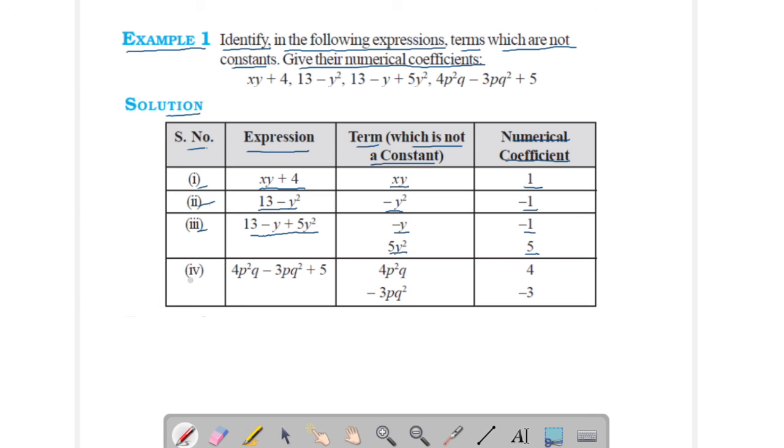Now come to fourth part. Your expression is 4p square q minus 3pq square plus 5. Here terms which are not a constant are 4p square q and minus 3pq square. In term 4p square q, what is the numerical coefficient? It is 4. And in term minus 3pq square, what is the coefficient? Numerical coefficient, it is minus 3.